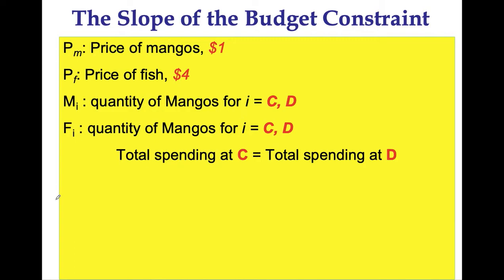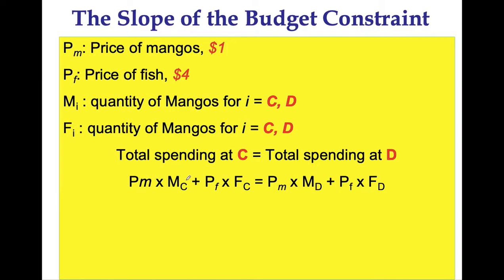Let's compute total spending at C. Total spending at C is the price of mangoes times the quantity of mangoes at C plus the price of fish times the quantity of fish at C, which should be equal to the price of mangoes times the quantity of mangoes at D plus the price of fish times the quantity of fish at D.